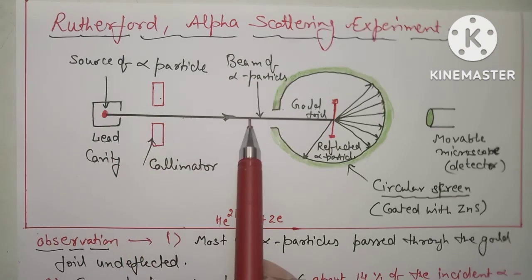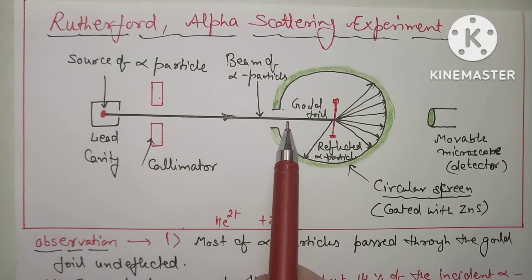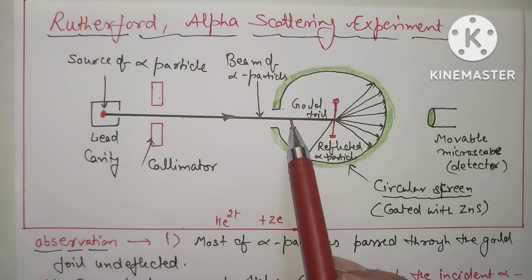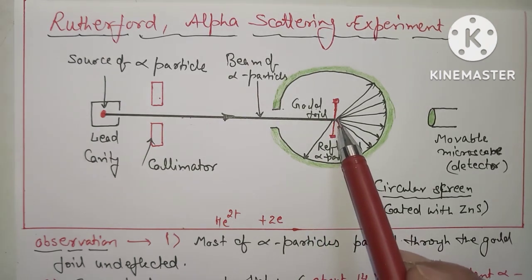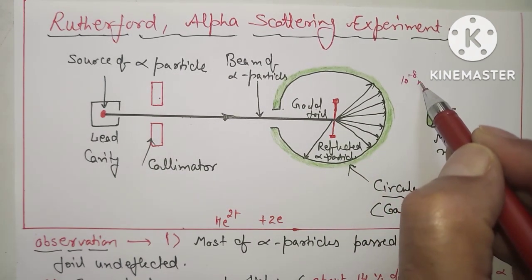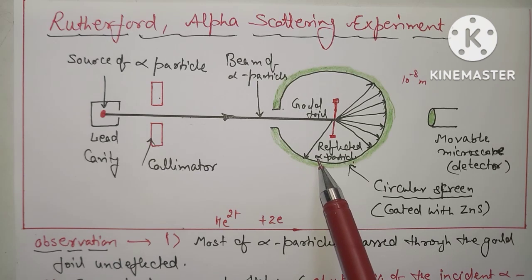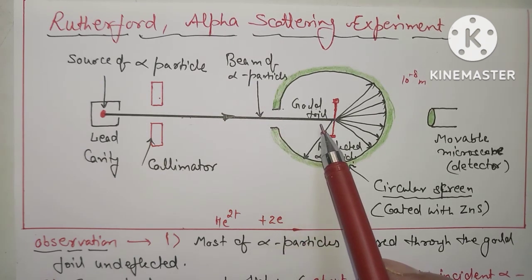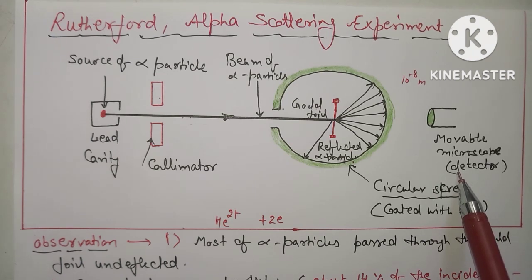They take a source of alpha particles in a lead cavity, then a beam of alpha particles is emitted, and this beam goes forward in straight lines with the help of a collimator. In the path of the beam of alpha particles, Rutherford placed a thin gold foil whose thickness is about 10^-8 meter. Around this gold foil Rutherford took a circular screen coated with zinc sulfide with one side open, and here is a movable microscope which works as a detector.